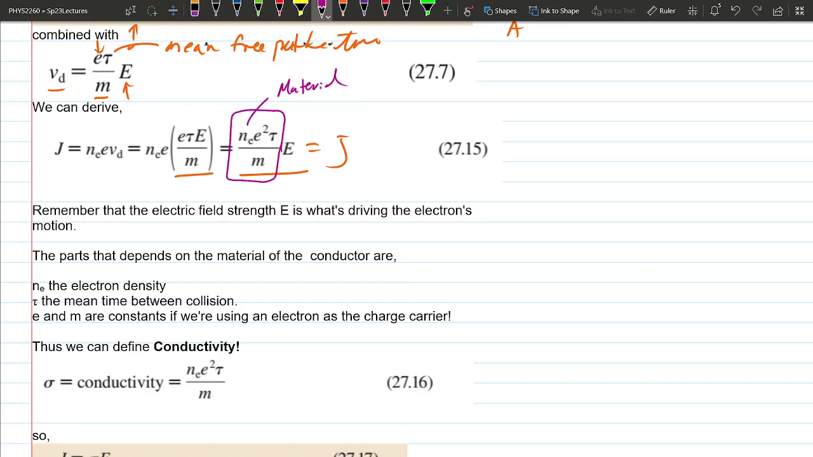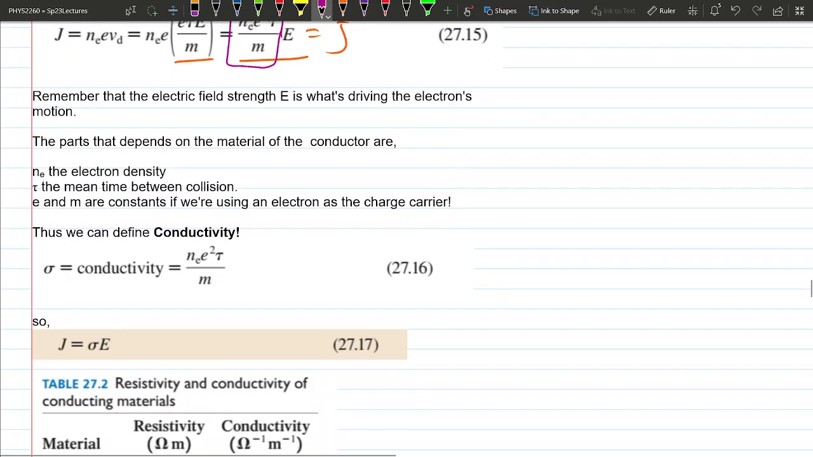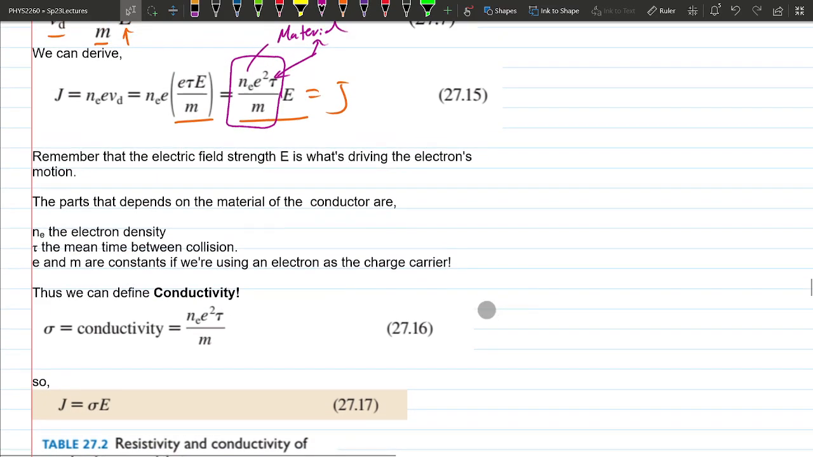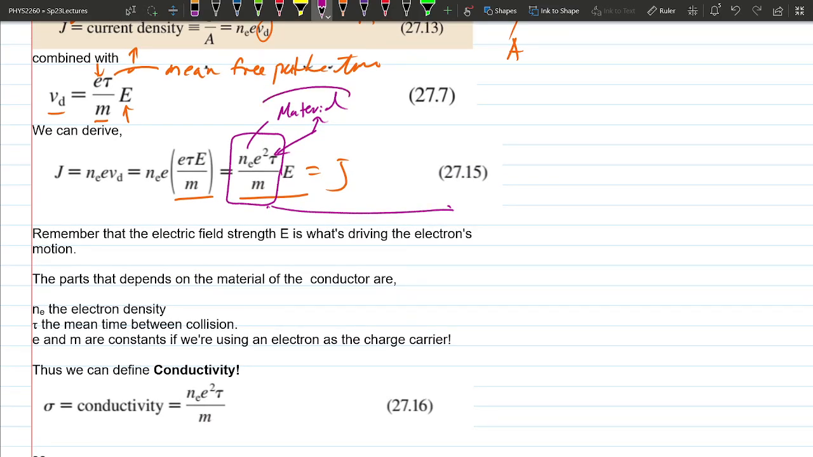The charge of an electron is always the same number, unless you go to a different universe. The mean free path time also depends on the material. The denser the material, the shorter that time. The less dense the material, the longer that amount of time is. And the mass of the electron is always the same in the current universe.